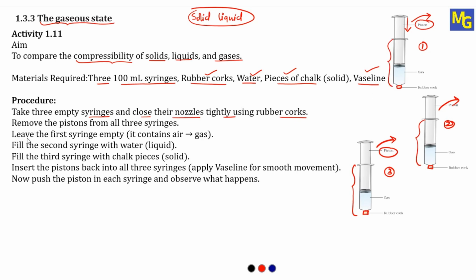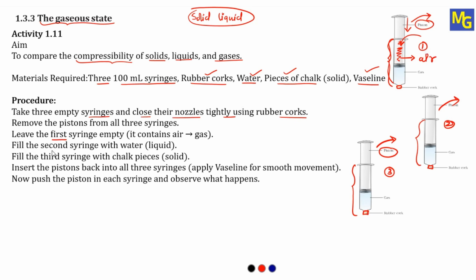Now the third step: leave the first syringe empty. In the first syringe, we are not going to add anything. This portion which you can see here, we are going to leave as it is. When you leave it as it is, the air will enter inside this portion, so this whole portion will get filled by air. I'll write it here, air. This is the case of the first syringe.